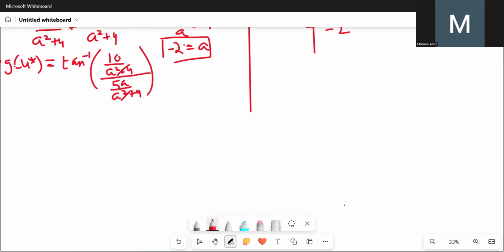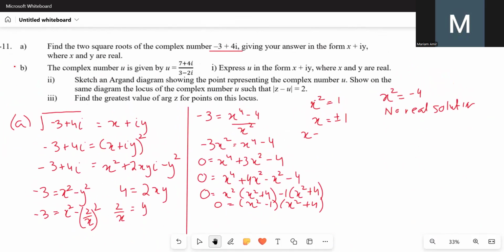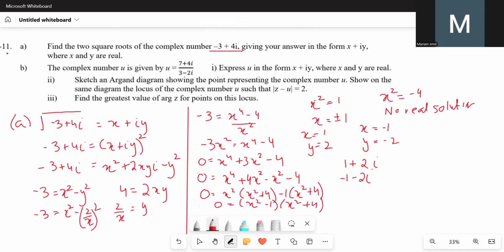So when x is 1, y will be equal to 2 upon 1, so 2. And when x is -1, y will be equal to -2. So our two roots are 1 plus 2 iota and -1 minus 2 iota. That's the answer for part A.